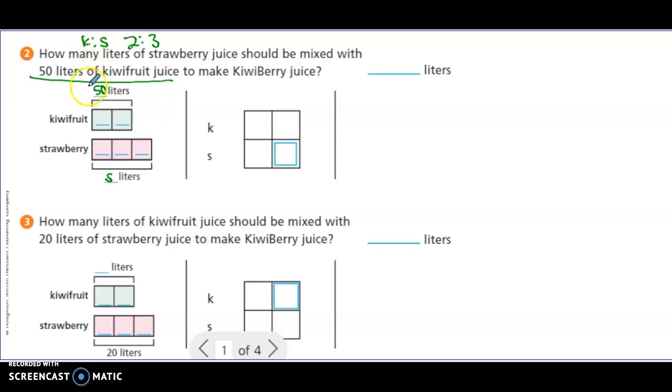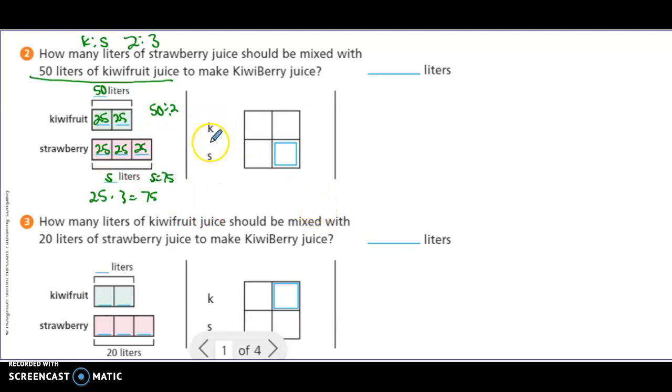50 liters goes here because we have 50 liters total. So this whole tape will equal 50 liters. So we need to break this 50 liters up into its 2 equal parts. That's 50 divided by 2. It's 25. Goes in each part. So that has to go in every square. And then to figure out the total number of strawberry liters, I would take 25 times the 3 parts, which you can use your calculator if you need to, but that's 75 liters. So the number of strawberry liters you would need is 75.